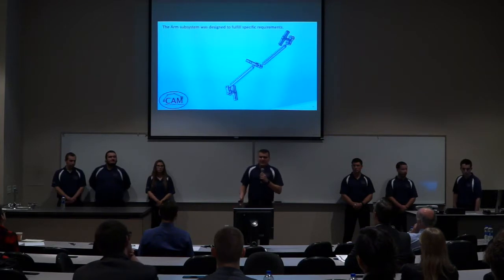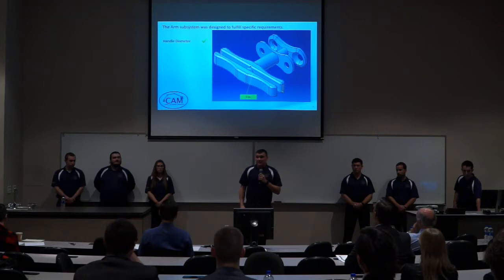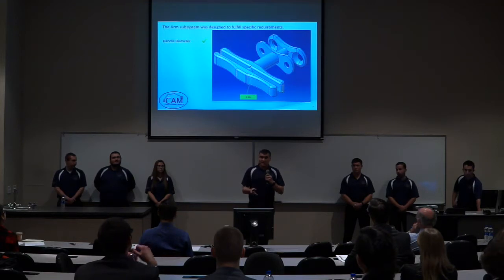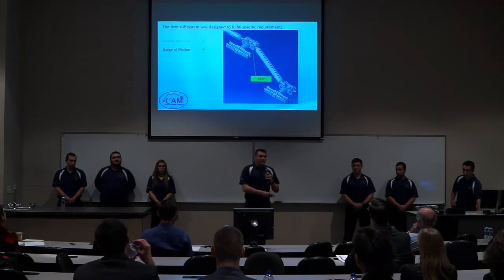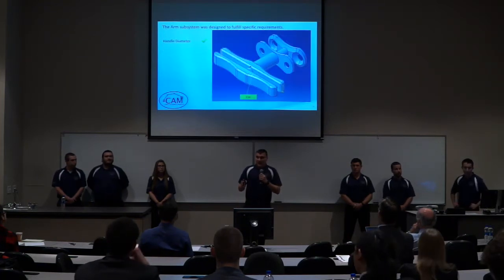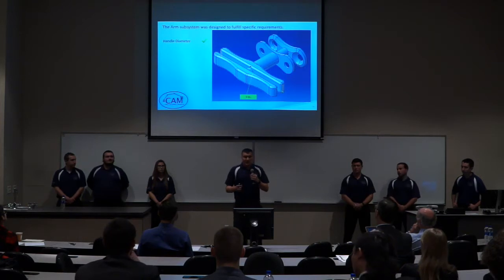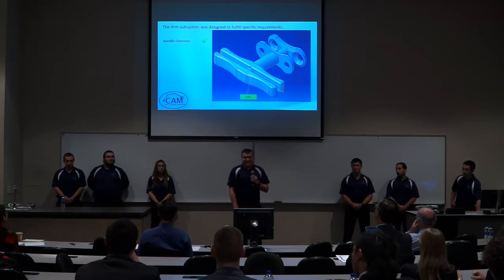So the ARM subsystem was designed to fulfill specific design requirements, the first of which was the handle diameter. This is a design requirement that we implemented to ensure that the handles on the double ball joints would be easily usable by an astronaut wearing an EVA glove. So we did this by setting that design requirement to a handle diameter of 5 inches, and we fulfilled that requirement by designing the handle to be exactly 5 inches.